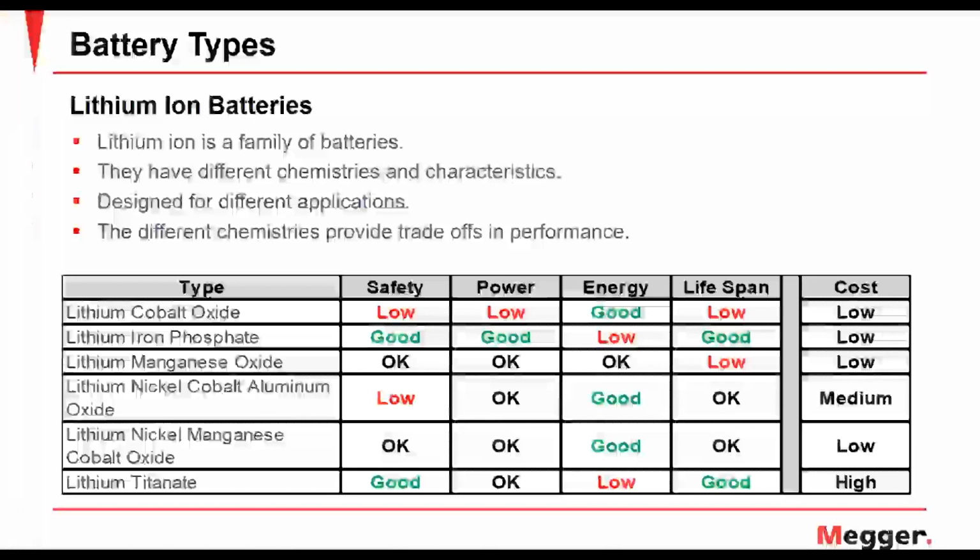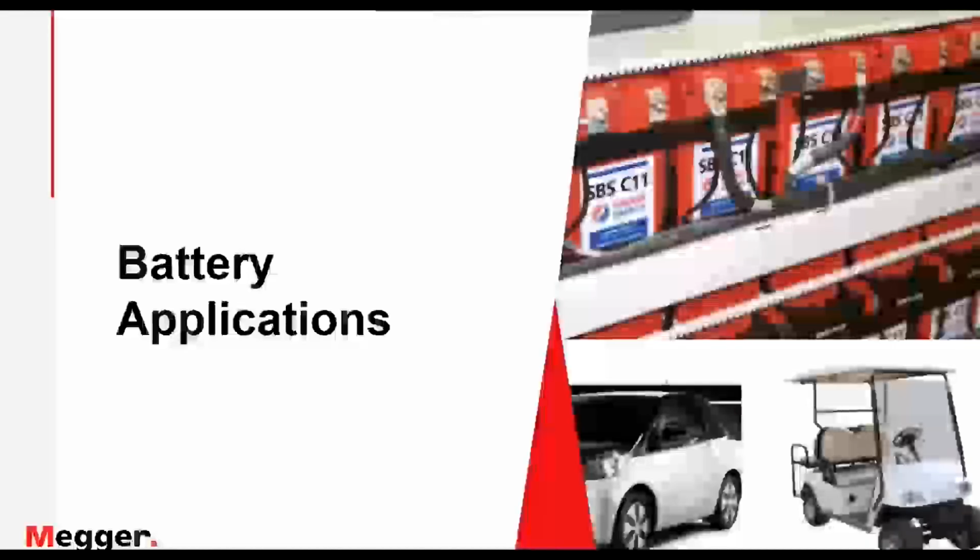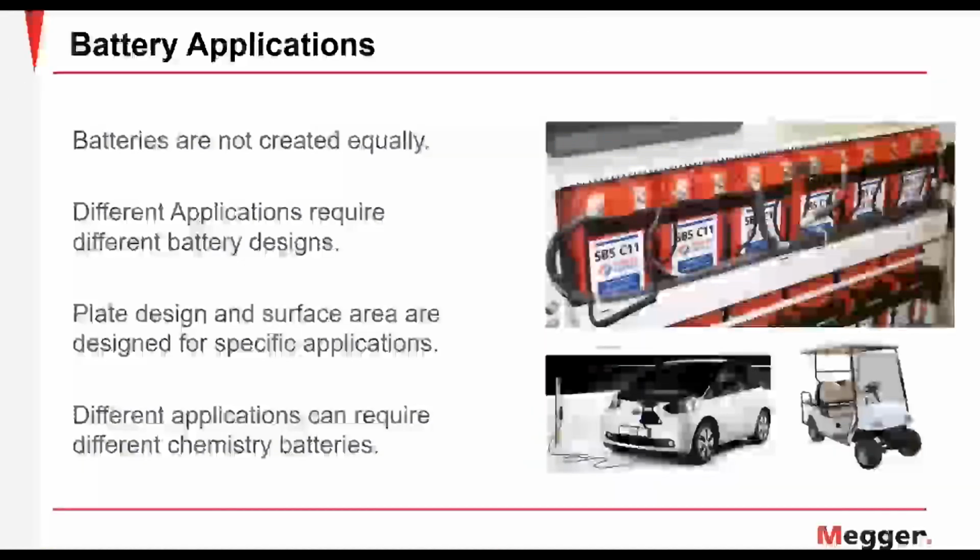So with that said, we will go through now some of the applications of battery usage and how they affect the maintenance period as well. For battery application, you have to keep in mind that batteries are not created equal. Different applications require different designs. And the battery basically has two blades and electrolyte in between these blades. Now, this blade design and surface will be different depending on the specific application. We'll talk about that briefly.